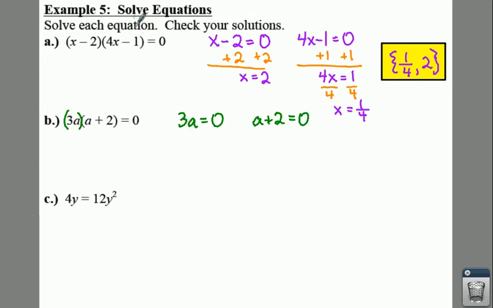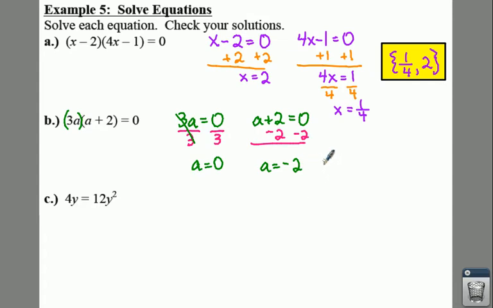We need to figure out 3 times what number gives us 0. Well, how about if we take 3a divided by 3. That's 3 times a, so to get rid of multiplication, you have to divide. The 3's cancel. a is equal to 0. Booyah! One of my favorite answers. Next we need to subtract 2 from both sides. On your next equation, we get a equals -2.